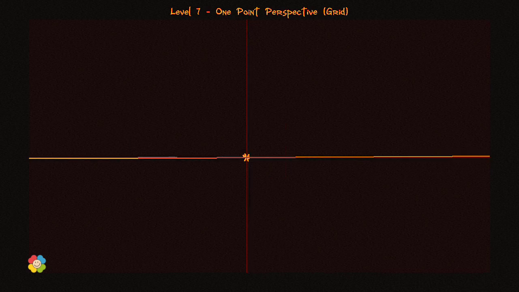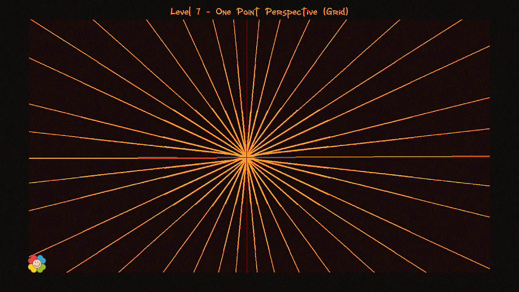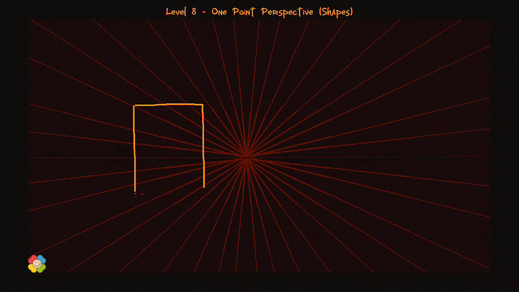Alright, now let's put things in perspective. Draw a line on the center of your paper and draw a lot of lines coming out. So this will give you a perspective grid. So on your grid, draw a square, and from the corners draw lines following the perspective grid, and draw a vertical line going across.